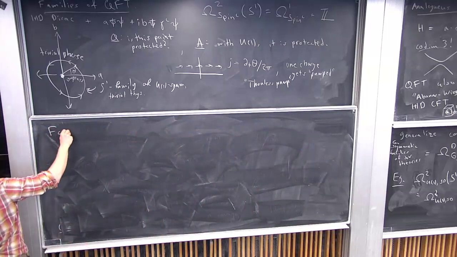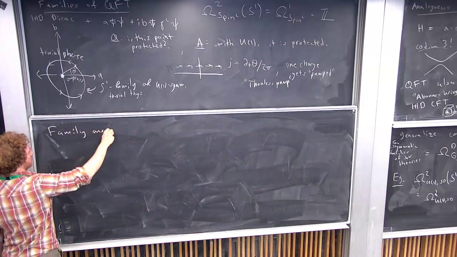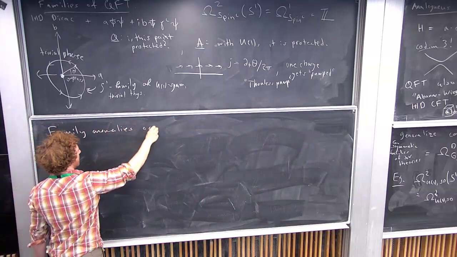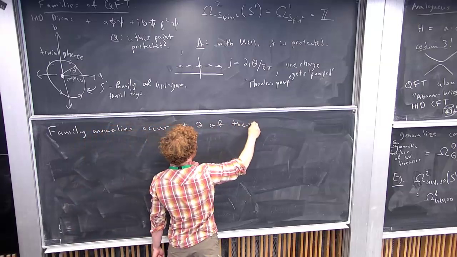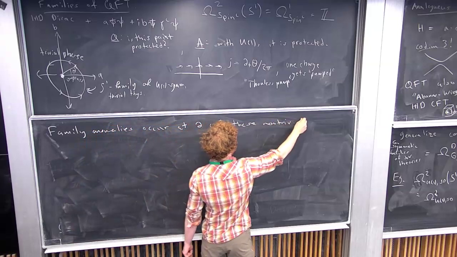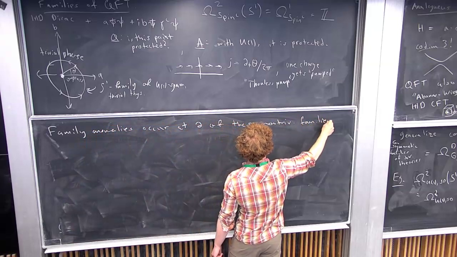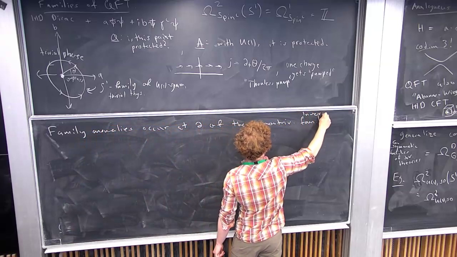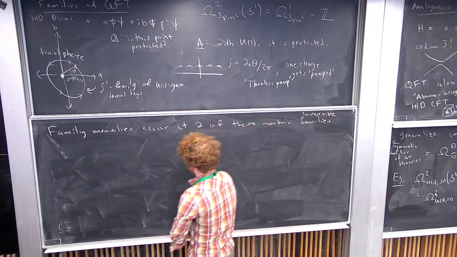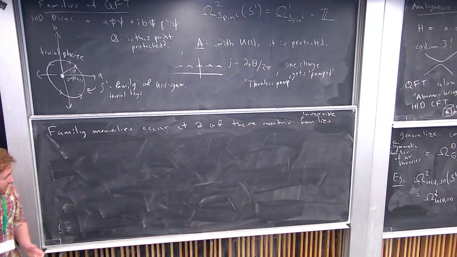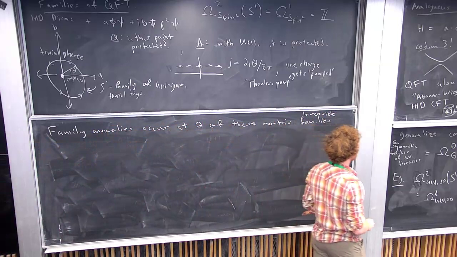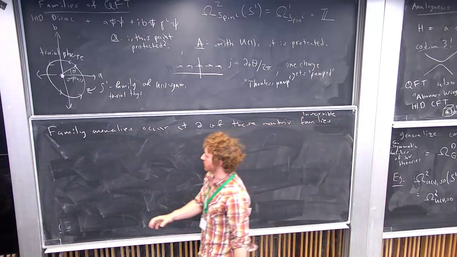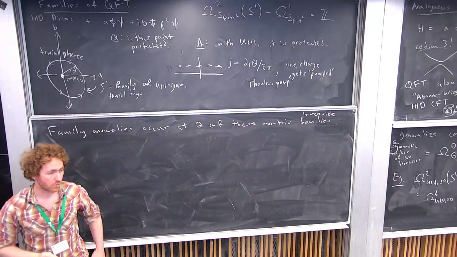Now, family anomalies occur at the boundary of these non-trivial families. So what do these look like? Essentially, when you have any sort of family, what you can try to do is choose a boundary condition for that family.